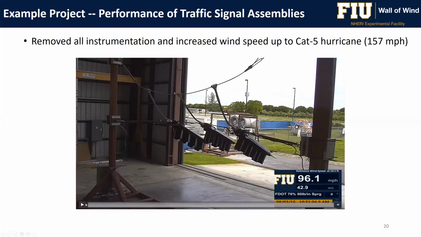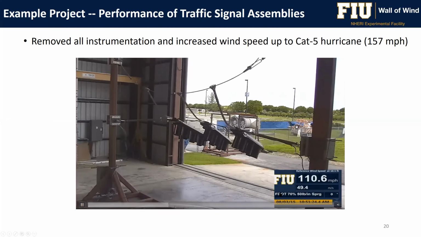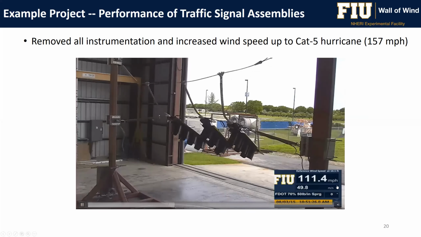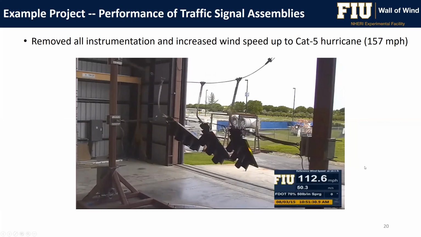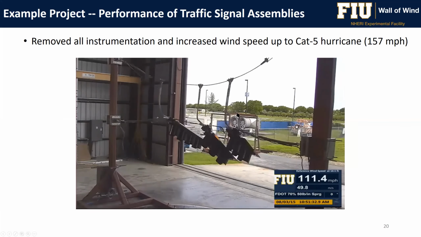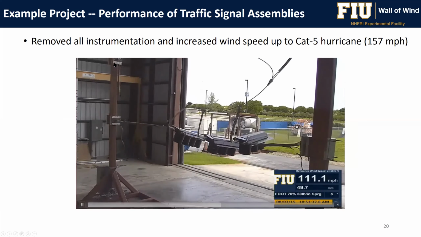Let me see if I can quickly play this video. So yeah, you see that above 110 miles per hour, you start seeing the intense galloping of the system that leads basically to the failure of the top wire.